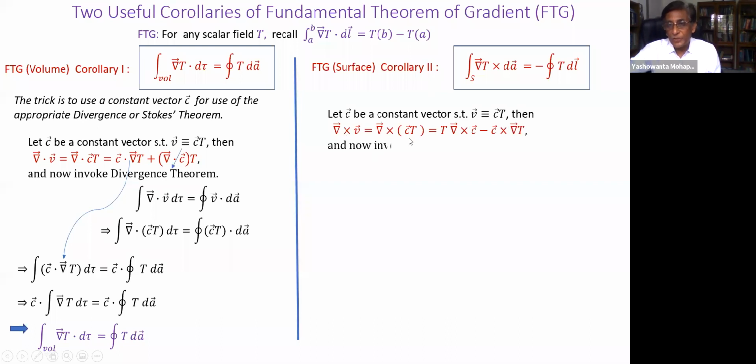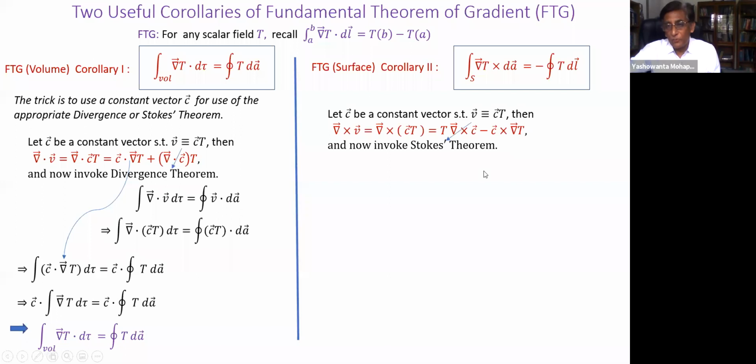Okay, so del cross V is del cross CT. I can write down T del cross C, and this of course will be 0, and hence, because C is a constant vector, the curl of V is simply minus C cross the curl of the gradient of T.